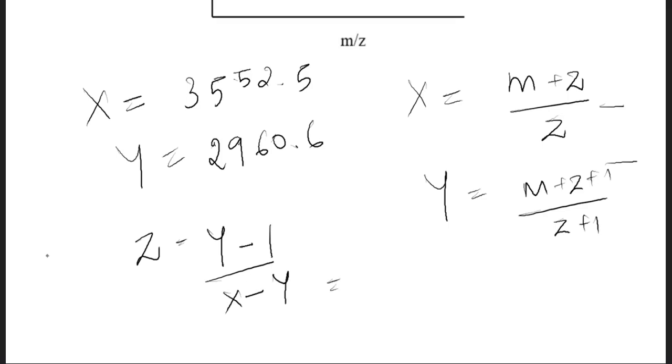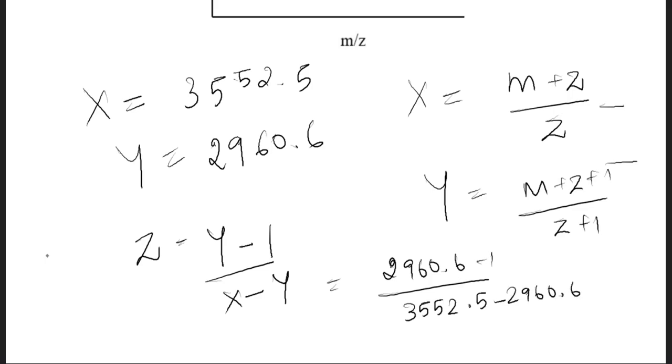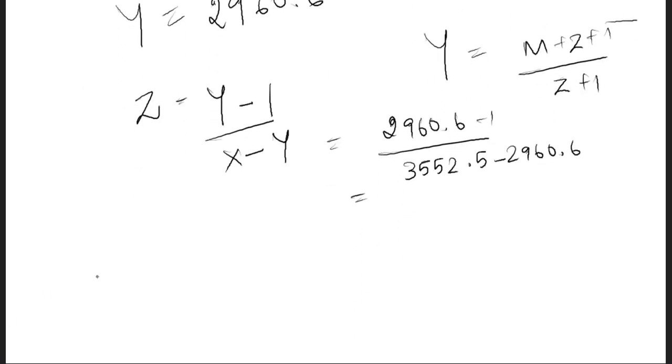So if you feed in these values, you will have (2960.6 minus 1) divided by (3552.5 minus 2960.6). If you solve this, you will get 2959.6 divided by 591.9. So when you do the division, you get the answer to be 5.